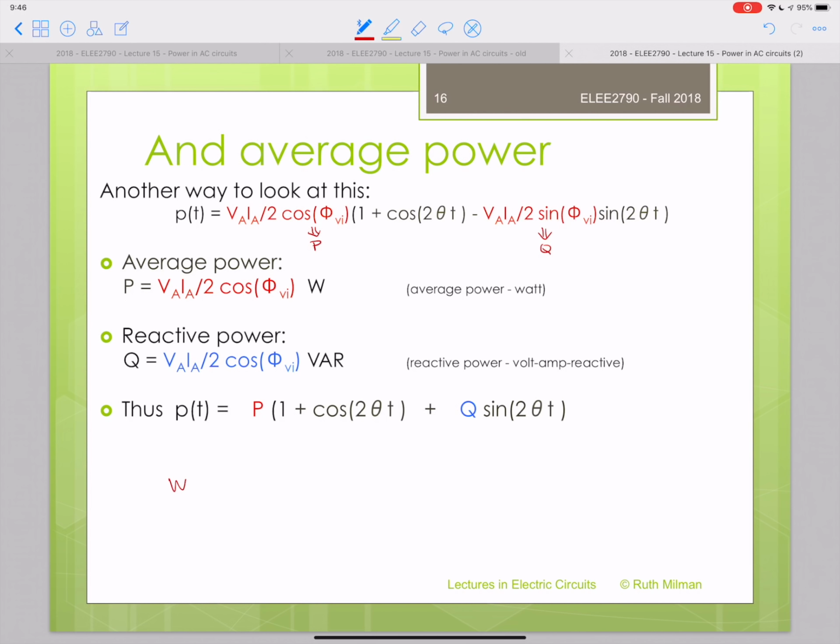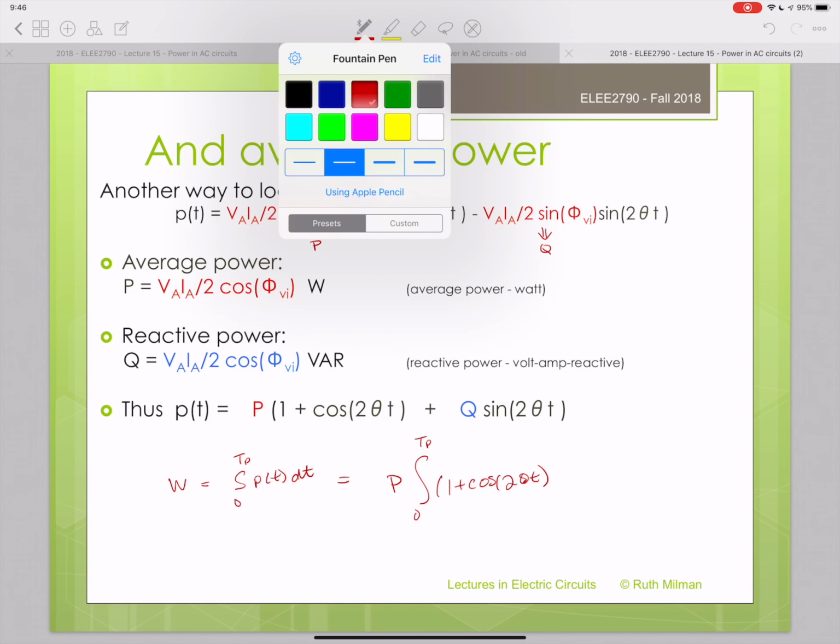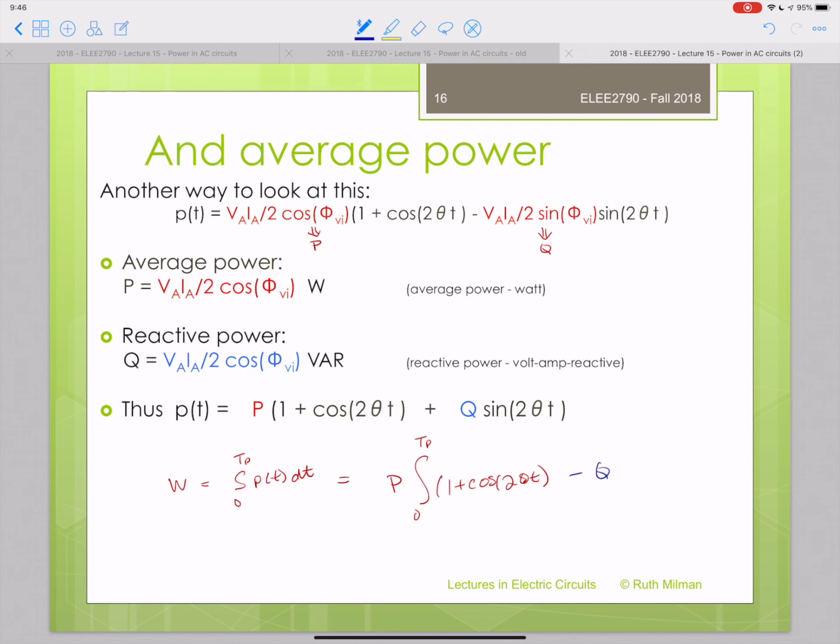And if we look at the work, it is simply equal to the integral of our instantaneous power over an entire period times dt. And of course, that's equal to P times the integral from 0 to Tp of 1 plus the cosine of 2 theta t, minus Q times the integral from 0 to Tp of the sine of 2 theta t.